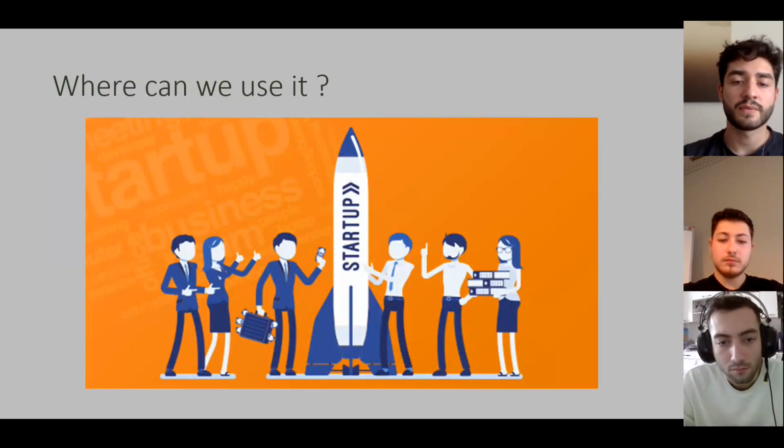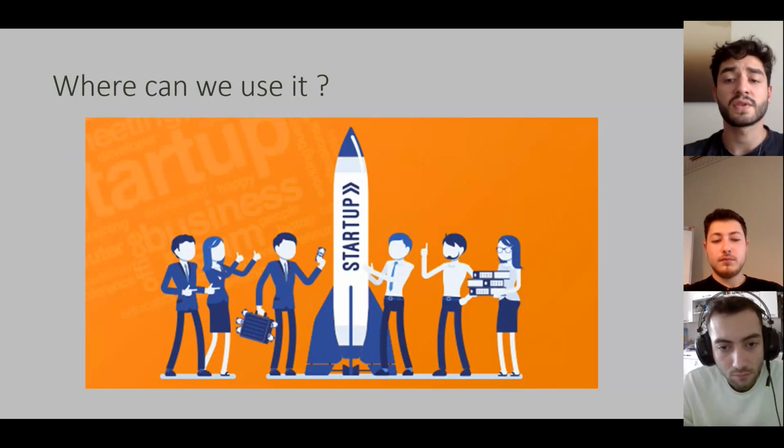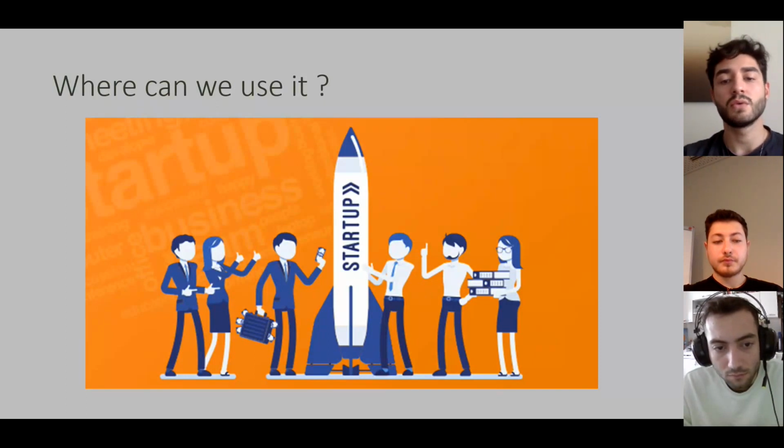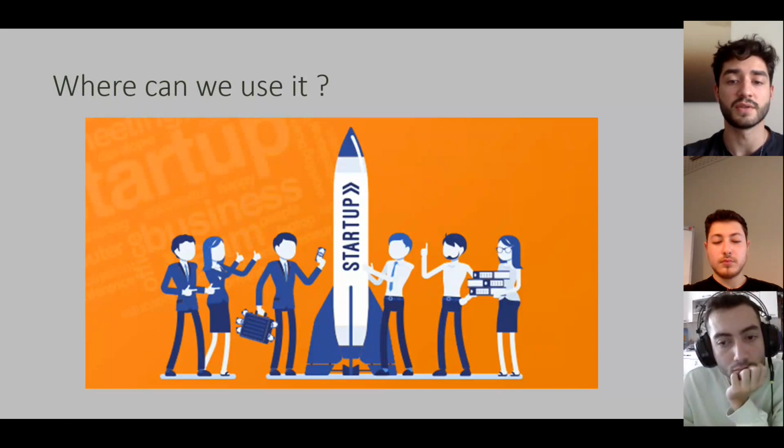Where can we use it? Lean Canvas is a simple approach, focusing on solving one problem at a time. It can be used when you are starting from scratch and helps you brainstorm solutions. It's a good way to start if you want to identify a problem first and derive your product from that.